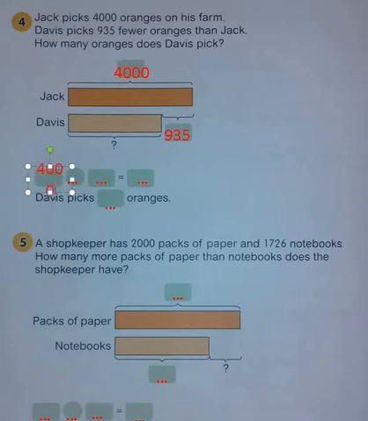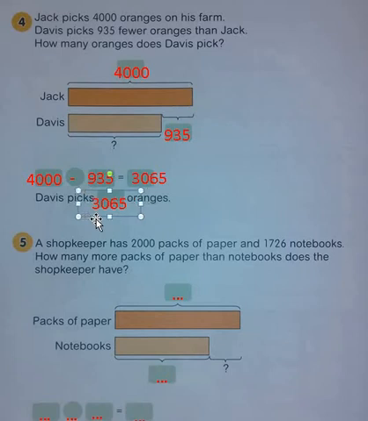We have 4,000. Okay, 4,000 over here, and then put the sign over here, minus or subtract, and then the number over here is 935. Let's count it. So we have the answer is 3,065. You understand? So Davis picks, what is the answer? 3,065 oranges. Do you guys understand? That is for question number 4. Now let's go to question number 5.